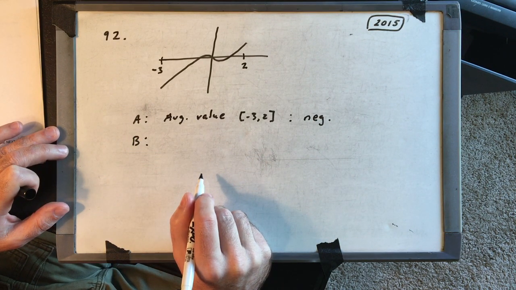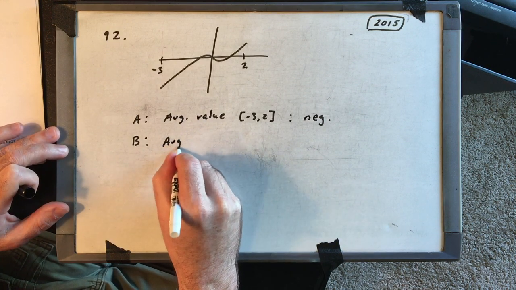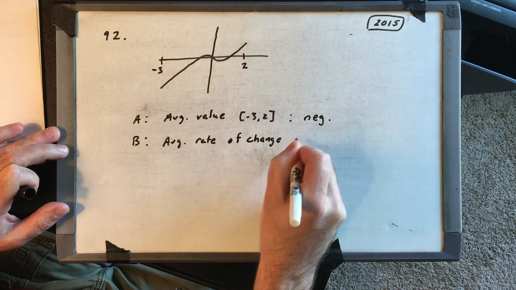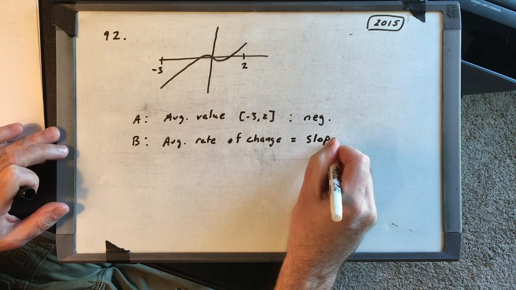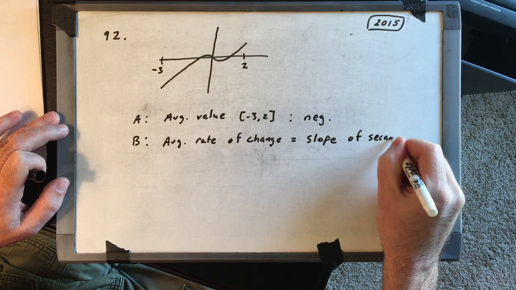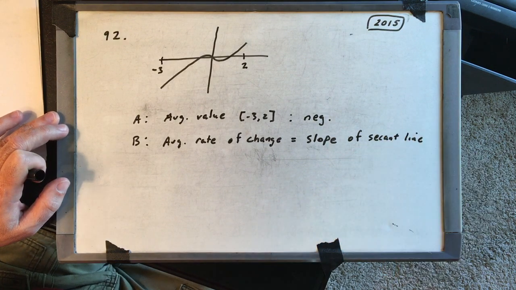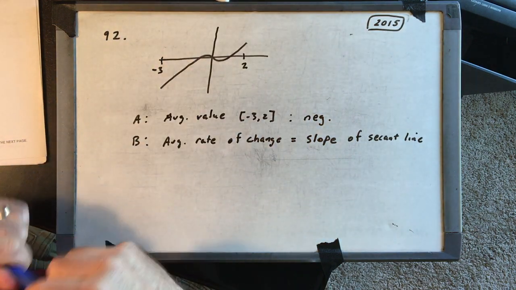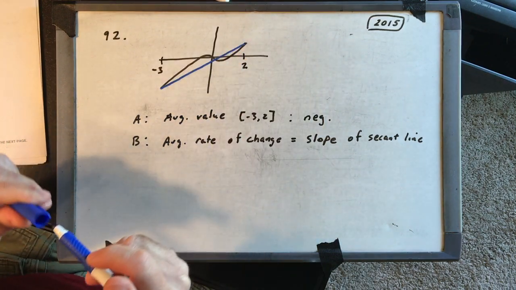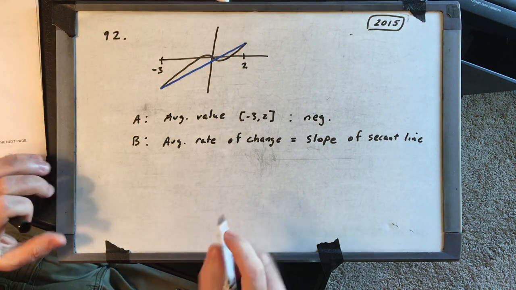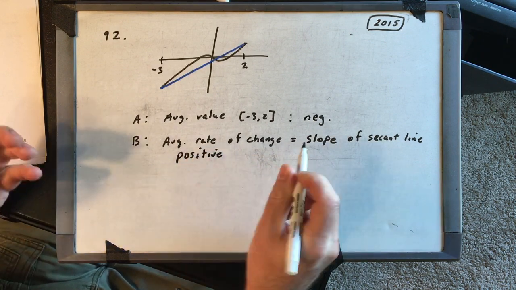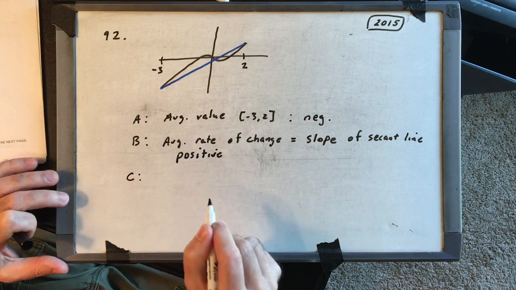The average rate of change is going to be equal to the slope of what? The tangent line? No. The secant line. Well, the slope of the secant line, I'll put this in a different color here, is going to be something like that. Right? That in blue. So the slope of the secant line is positive, so our average rate of change is positive. See, we know B is bigger than A. Let's see what the rest of them are.